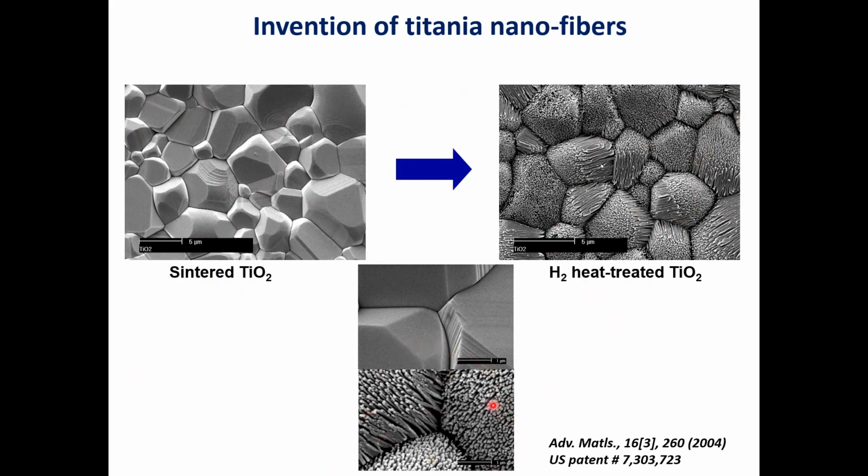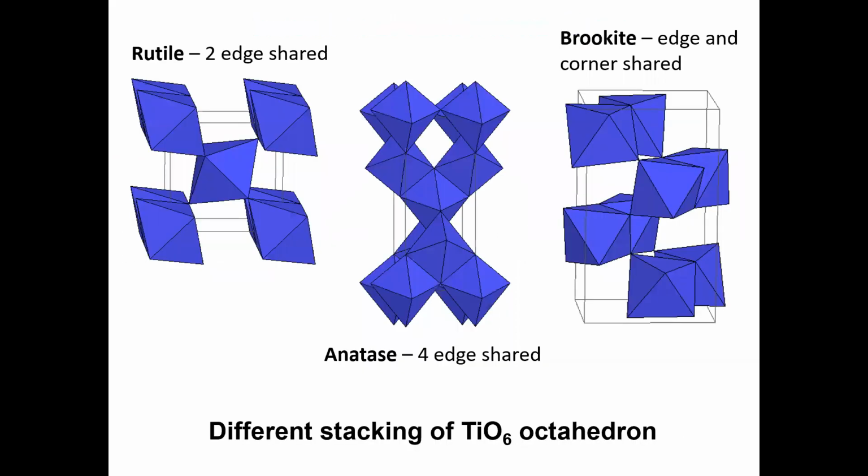Taking a closer look, you can see that this is turning into something like that. You can see within a grain, these fibers are oriented along a particular direction, which happens to be 001 of the rutile crystal structure. This is amazing: you convert this surface, basically etching the surface by a gas phase reaction, in this case with hydrogen gas.